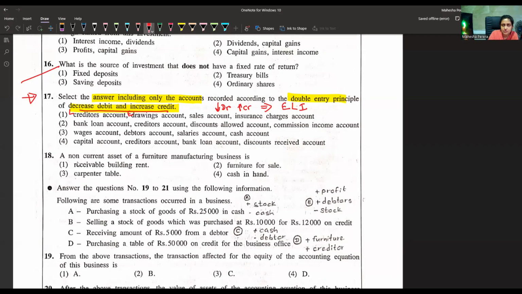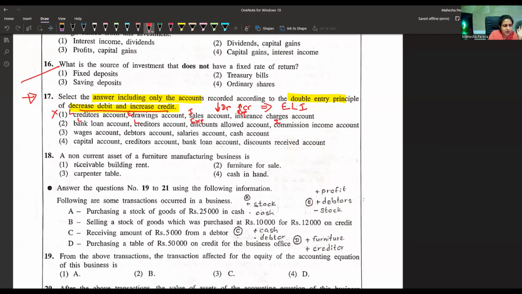What is the sales account? It's definitely an income account. Insurance charges, it is an expense account. Right. Bank loan account, liability. Now this is out. First one is out, right? Because you have an expense account. Creditors, liability. Discount allowed is an expense. Then commission income is income.